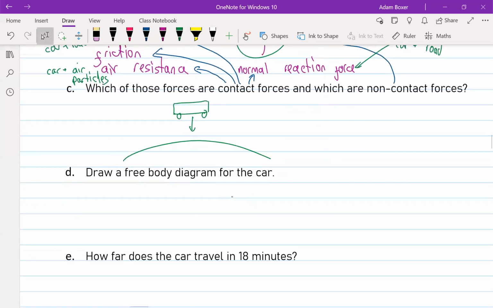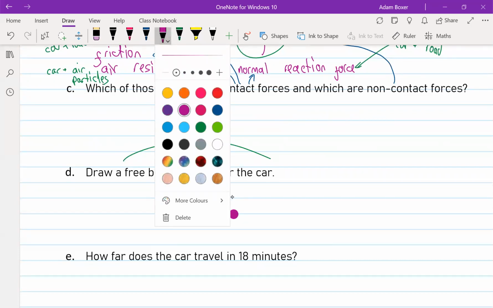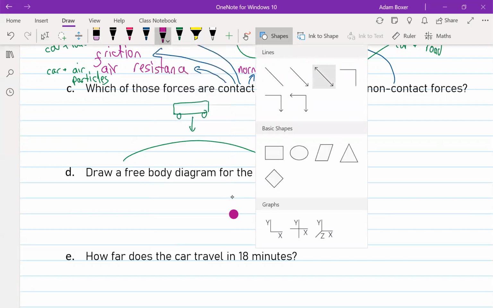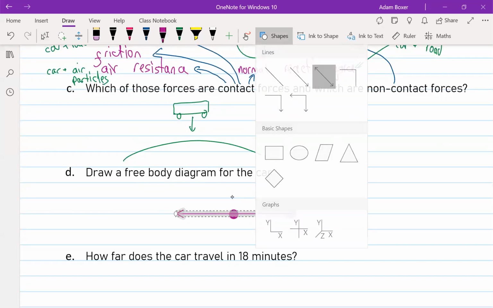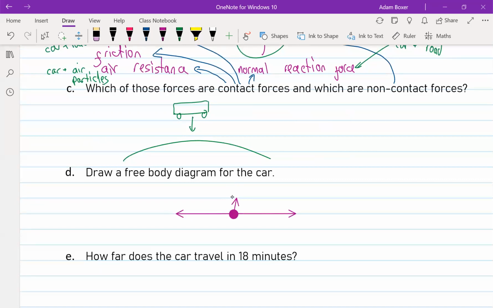Let's draw a free body diagram for the car. So we start with a nice big dot like that. And then we get our rulers. I'm not going to use a ruler. I'm just going to draw a couple of arrows using the draw function. But if you haven't done yours with a pencil and a ruler, that would be wrong. It's not good enough. You have to do it with pencils and a ruler.